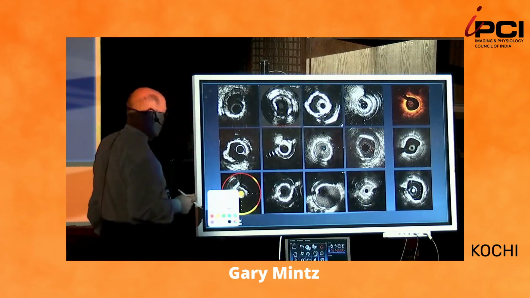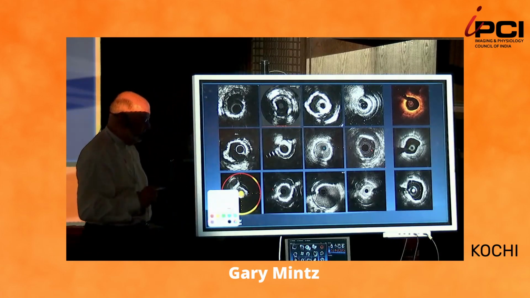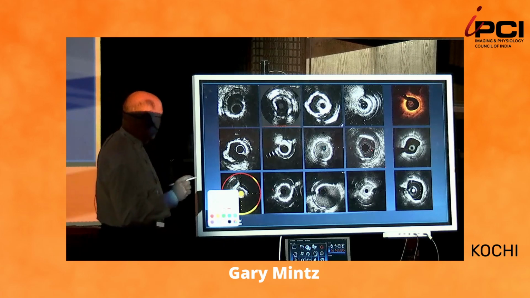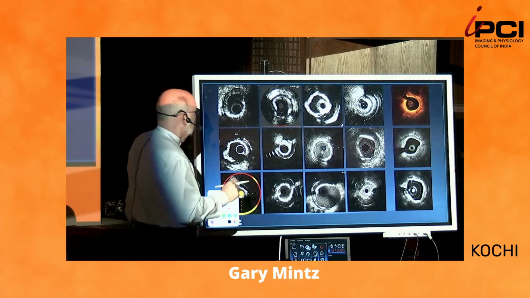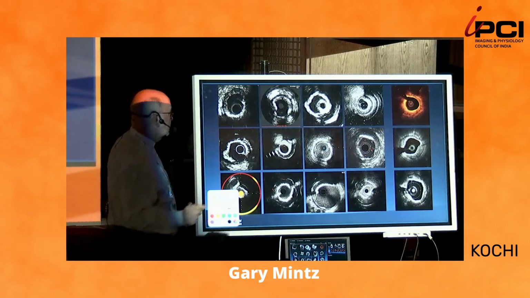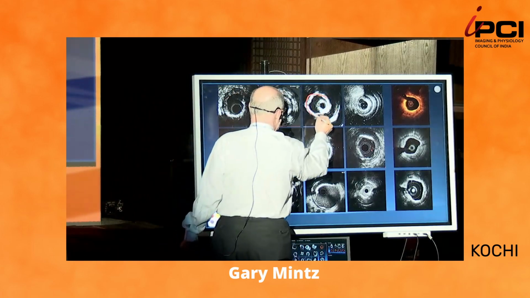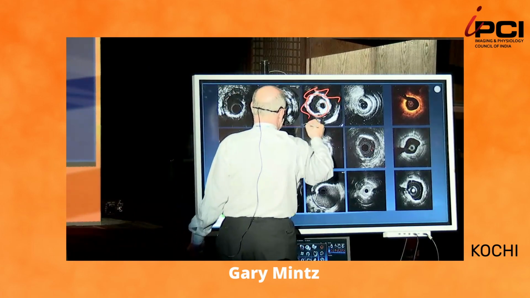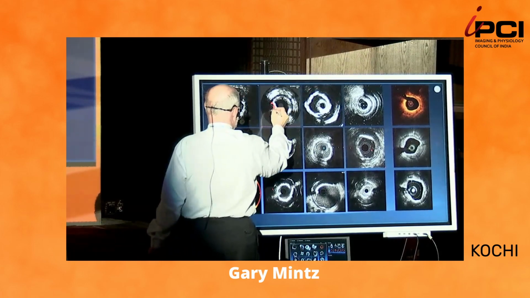Calcium. Calcium is bright, brighter than the adventitia with shadowing. These are a whole series of IVUS and OCT images collected over the last 30 years from many different companies. And they all have the same thing. Bright with shadowing. Okay? Bright with shadowing.